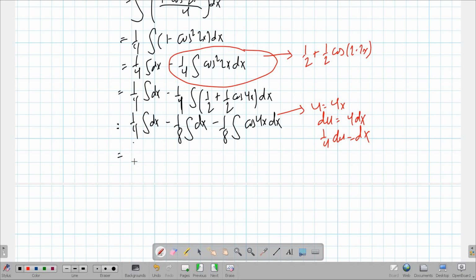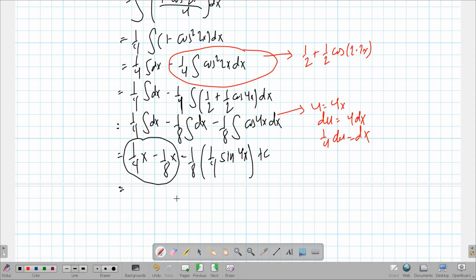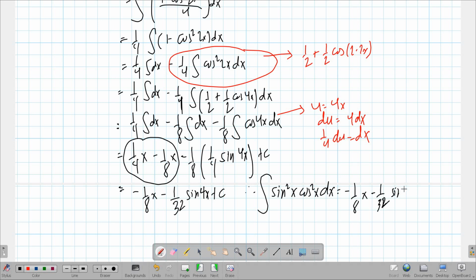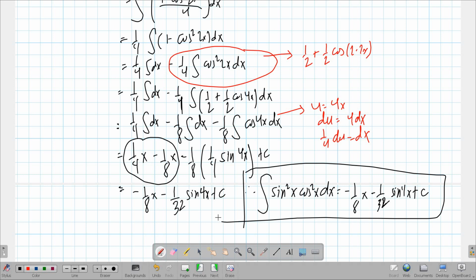So now, performing the integrations, I'm going to have 1/4 x minus 1/8 x. In this case, I'm going to have 1/8 times 1/4. The integral of cosine is simply positive sine 4x plus c. So I'm going to combine these two here. So this becomes negative 1/8 x minus 1 over 32 sine 4x plus c. Therefore, the integral of sine squared x cosine squared x dx is equal to negative 1/8 x minus 1 over 32 sine 4x plus c. And those are the techniques in integrating functions involving powers of sine and cosine.